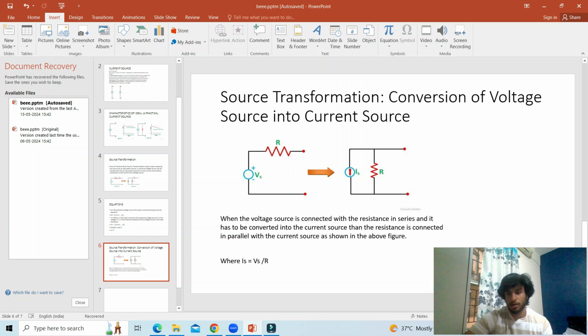With this, we covered the topic of sources, and we understood the difference between a voltage source and a current source, and how they are transformed from one form to another.